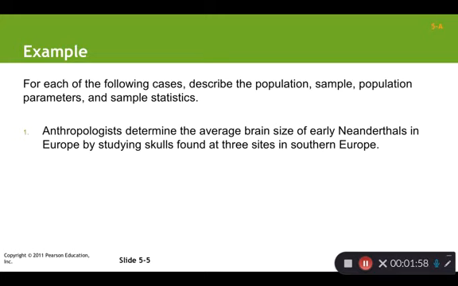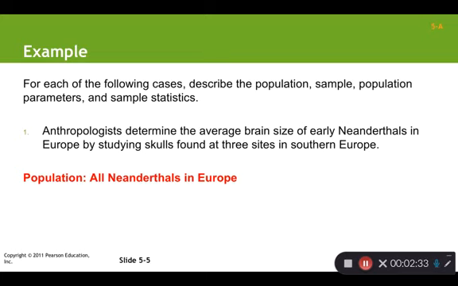We're going to look at a couple of examples and try to identify the population, sample, population parameters, and sample statistics. In this case, anthropologists determined the average brain size of early Neanderthals in Europe by studying skulls found at 3 sites in southern Europe. So in this case, we would first start with the population. We want to figure out, okay, what are they in general trying to study? I would say early Neanderthals in Europe. All of them, all the early Neanderthals in Europe.